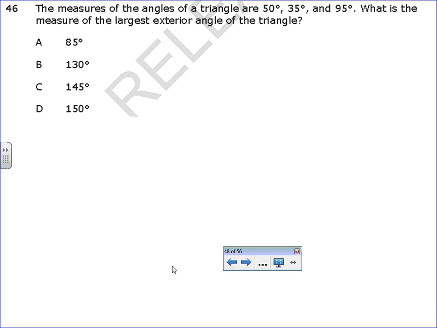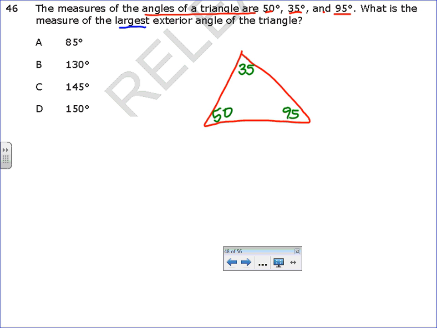Okay, well, one of the first things that I need to do is draw a picture. They're telling me the angles of a triangle, and there's three, which is good because the triangle has three angles. Here's my triangle. It doesn't matter where I put those angles in. 50, 35, 95. Okay? The question asks, what is the measure of the largest, what? Exterior. Okay, well, exterior means outside angle.